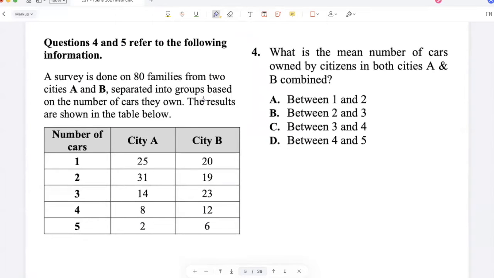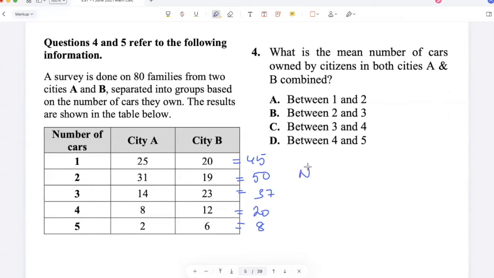Question 4. A survey is done on 80 families from two cities A and B, separated into groups based on the number of cars they own. The results are shown in the table below. What is the mean number of cars owned by citizens in both cities A and B combined? Okay, so let's first find the total. 25 plus 20, 45, 50, 7, 37, 20, and 8, right?